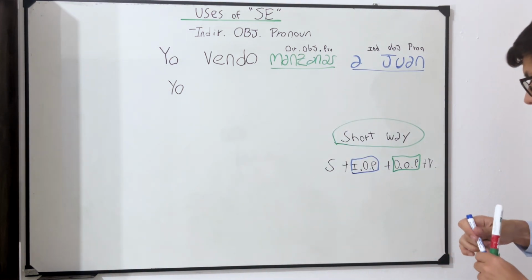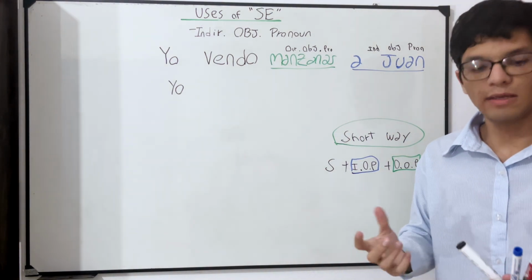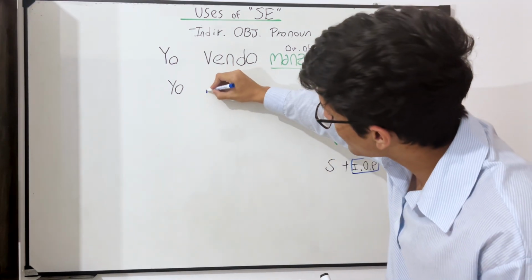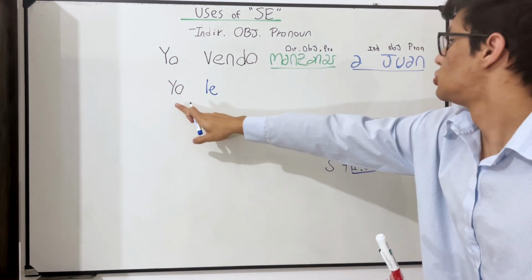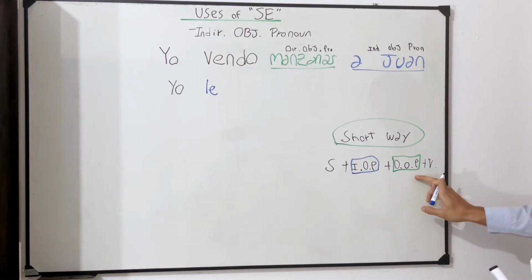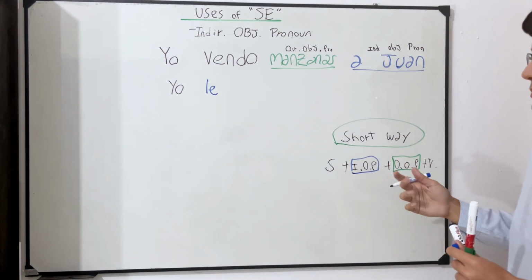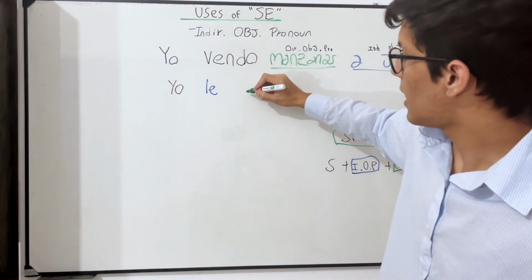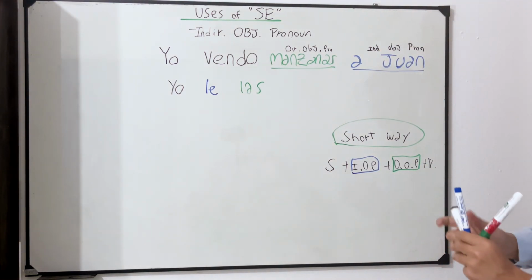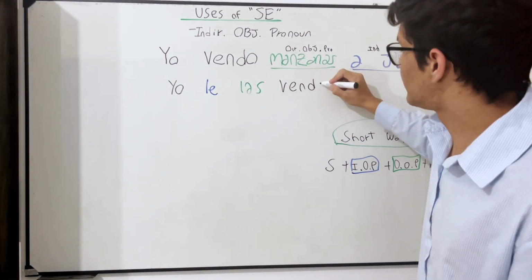So we are going to start with the indirect object pronoun, that is Juan. And Juan will be him, right? So the way to make word him in Spanish is le, okay? Yo, le, I, him, yo, le, plus then the direct object pronoun, which is apples. In English would be them, right? I sell them to him. So we are going to say them, las, plus the verb. The verb in this case is el verbo vendo. Yo le las vendo. I sell them to him.